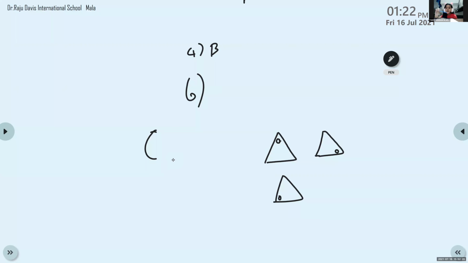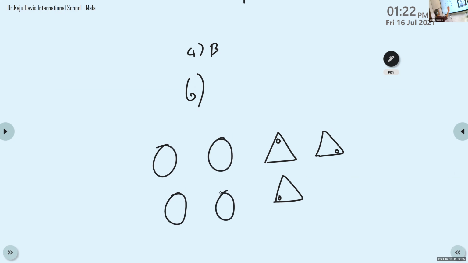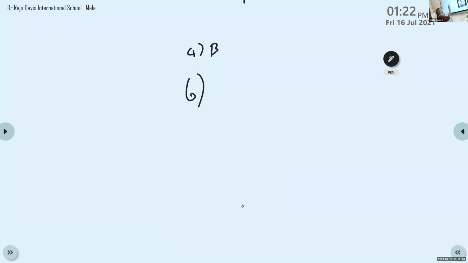Quarter turn, and half turn also. This shape will not change: circle. After a half turn it will still come as a circle, and the next turn also it will be a circle only. But the triangle will change its shape like this. So which figure will not change any shape? Circle.